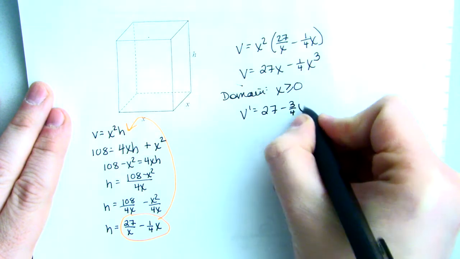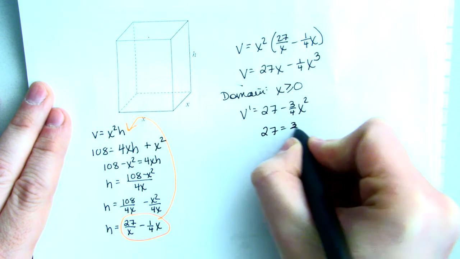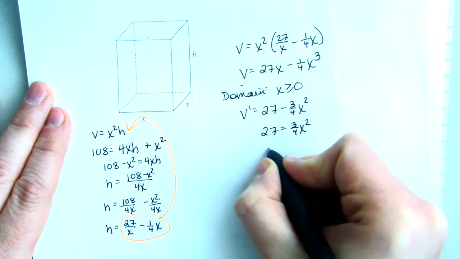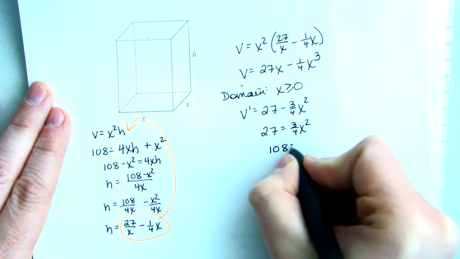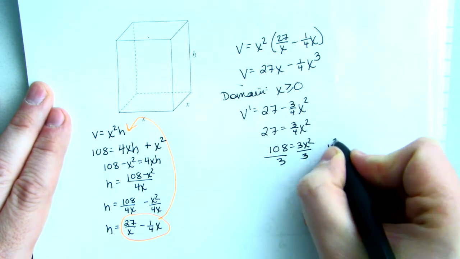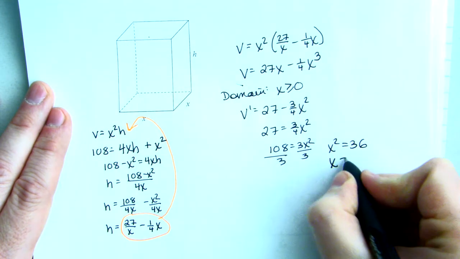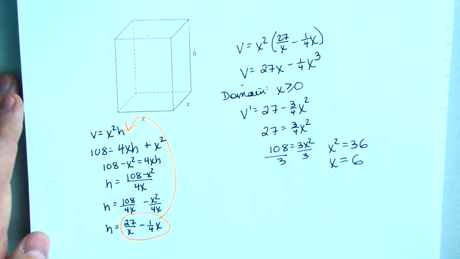Minus 3/4 x squared. I'm going to set that equal to 0, so 27 equals 3/4 x squared. Times 4 gives me 108 equals 3x squared. Divide, x squared equals 36. Do just the positive square root, x is going to end up equaling 6 for this one.